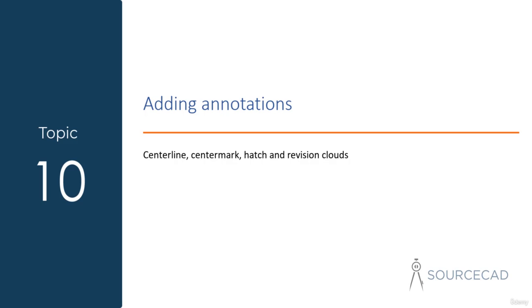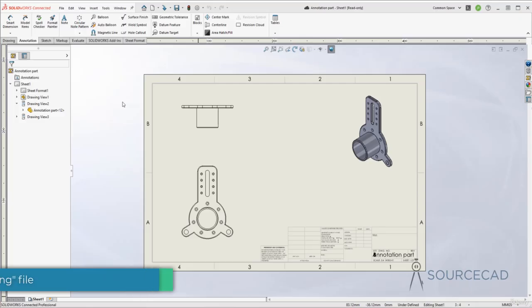So now let's talk about adding construction geometries like centerline, centermark, hatches, and so on. Now all these symbols or construction geometries are available on Annotation Command Manager. Right here we have the panel with all of these tools.